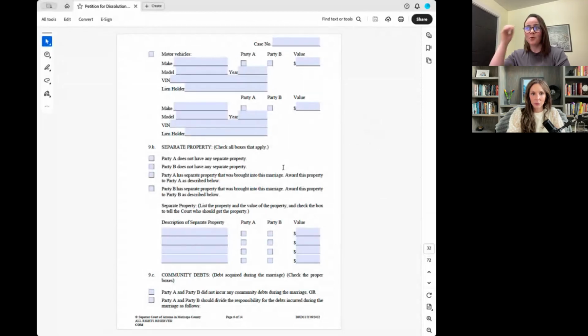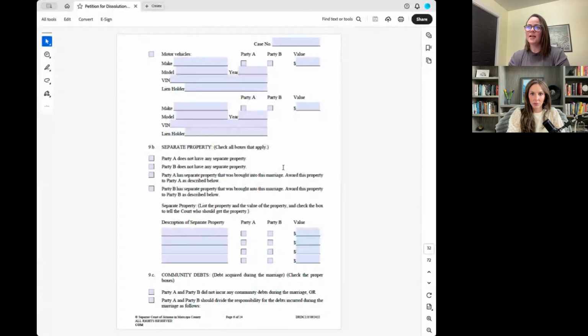Then it's asking about separate property. Separate property is different from community property. So separate property is like if you had property before you got married, that's separate. Say you had an investment property that you were collecting rents on, and no community funds were used to pay the mortgage on that or pay for repairs. If that is totally separate, that's presumptively yours, and you should keep it as your sole and separate property.